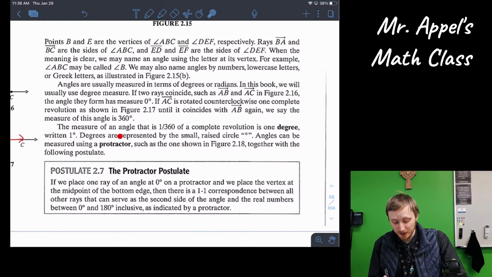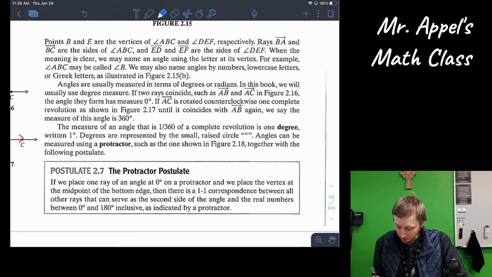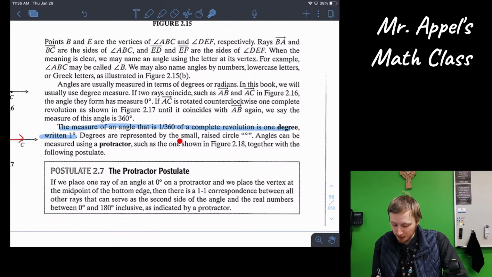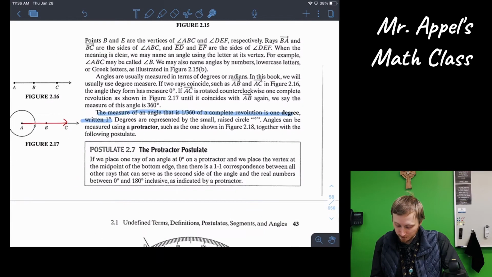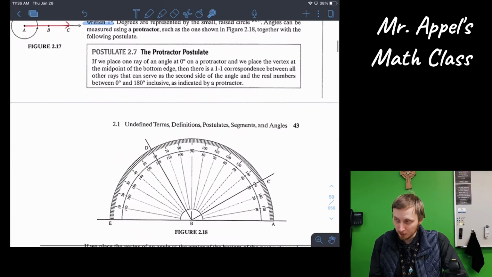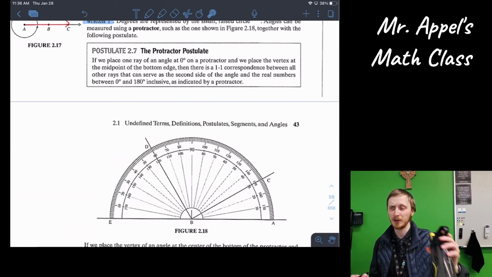The measure of an angle that is 1/360th of a complete revolution is 1 degree, written 1 degree sign. Okay? That is the definition of a degree. Degrees are represented by the small raised circle. Angles can be measured using a protractor, such as the one shown in figure 218, together with the following postulate. So let's take a look there, the protractor and its postulate.